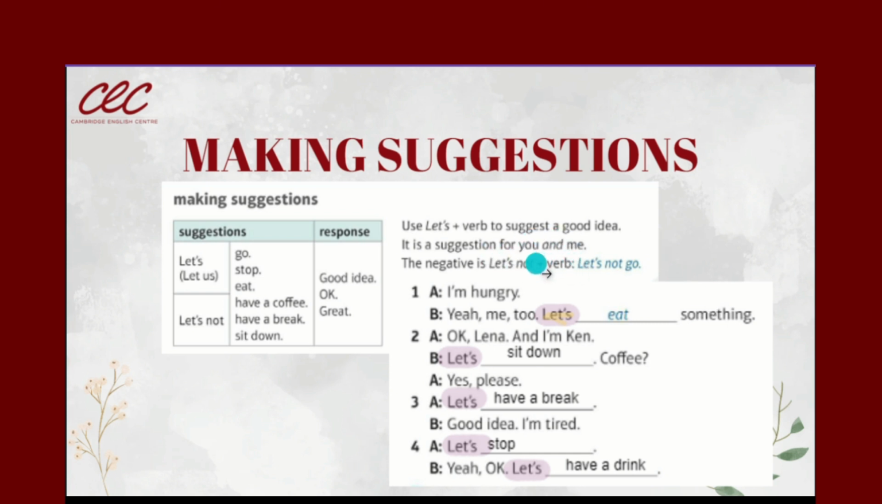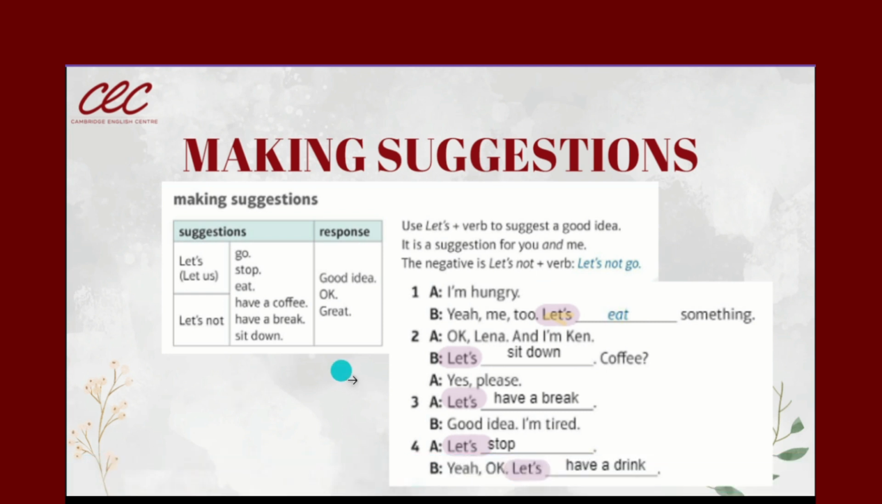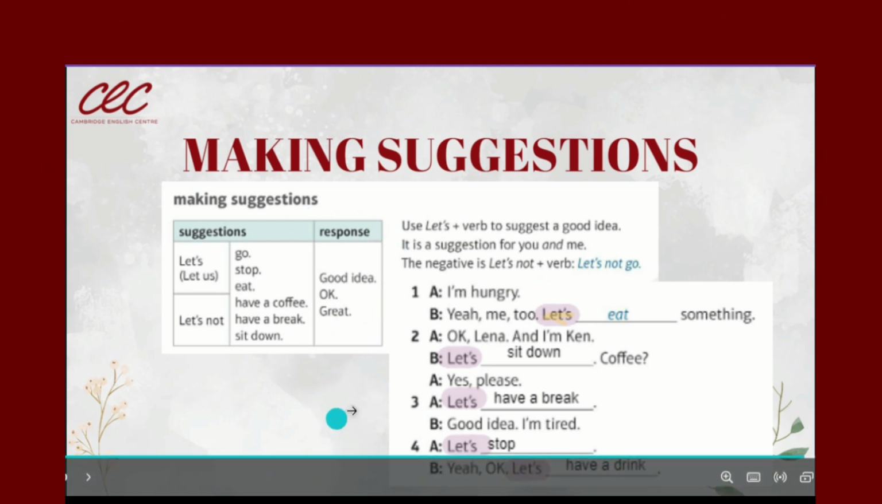You and me, remember that you is already the plural, okay? You could be only one person and me, or it could be more than two people and me, right? And the negative is let's not go, for example. Okay, let's not. Now, how can we answer these suggestions? We can say good idea, okay, great, or yes, let's go.